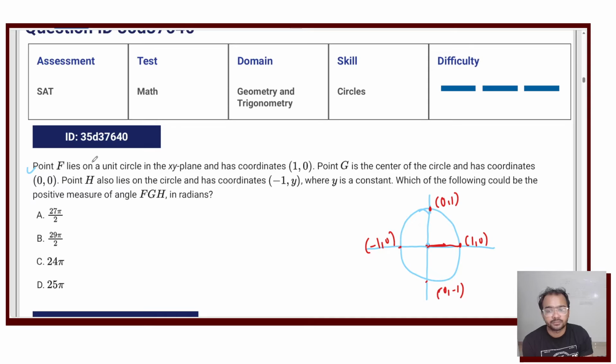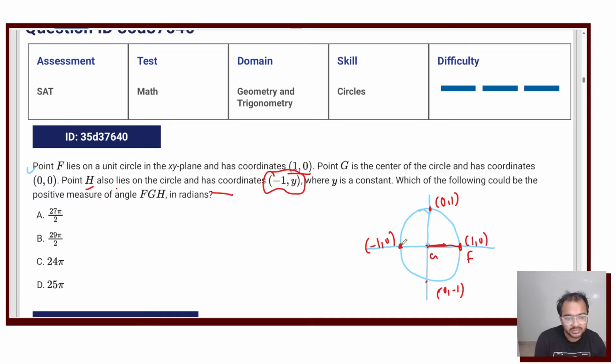You have a point F, and F has the coordinates 1, 0. So this point is F. Point G is the center, so let's write that as well, and has coordinates 0, 0. Point H also lies on the circle and has coordinates negative 1, y. Now for negative 1, y, we are sure that the x value is negative 1, and the y value is the variable here, but it has to be on the circle.